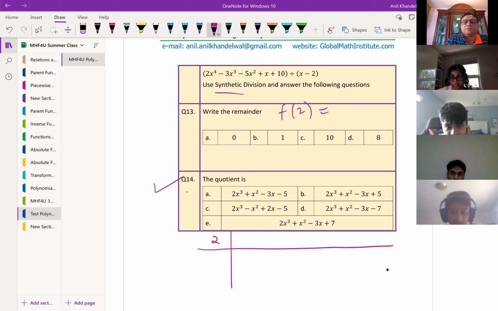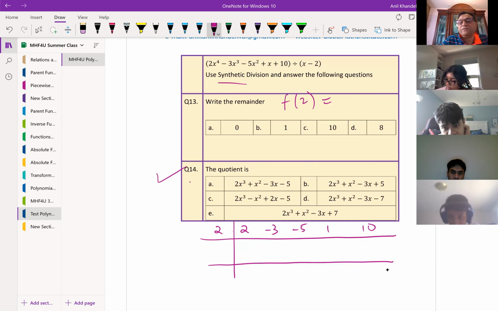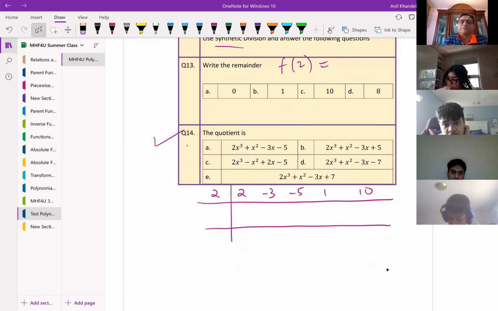So for the quotient, you put 2, -3, -5, 1, and 10. Okay, that is not the quotient, that is the dividend, or the function itself. Oh sorry, the coefficients. Yes, correct. Now tell me. Bring the 2 down.